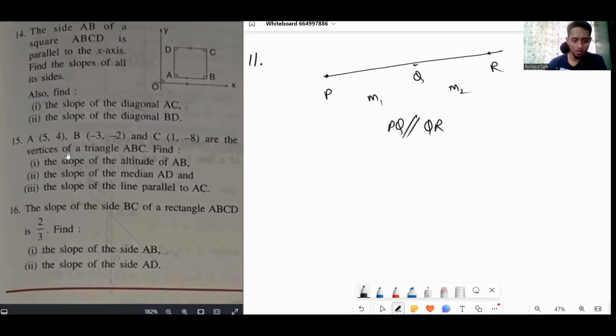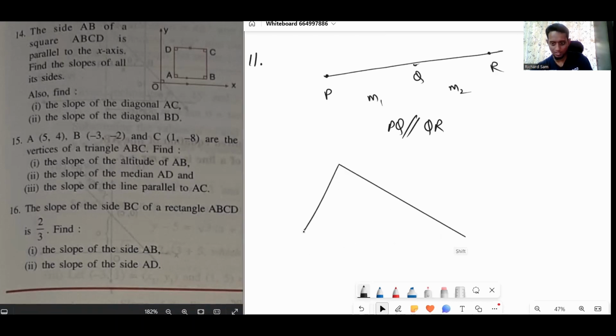See the 15th question. A, B, and C are the vertices of a triangle. Find the slope of the altitude of AB. It's getting more complex. I'll just explain. If you're getting it, good for you. Altitude means height. Suppose this is A, B, C. They're saying find the slope of the altitude of AB. Altitude of AB means from AB you have to find the height. The height will always be perpendicular to the base. Do you know that?